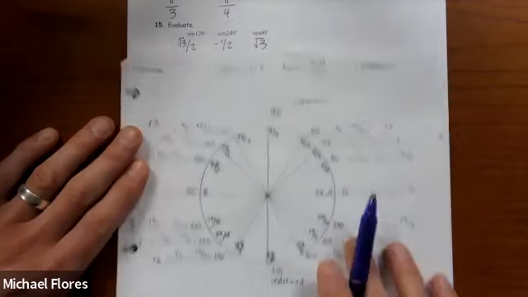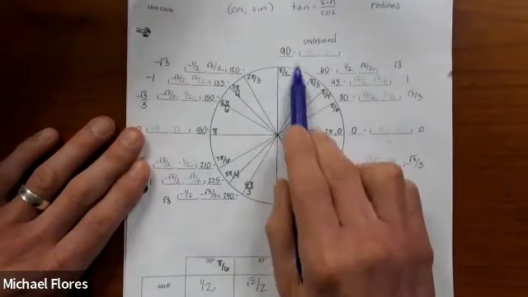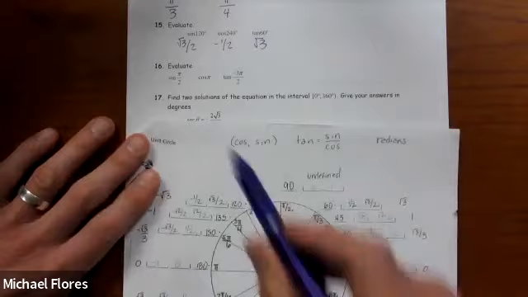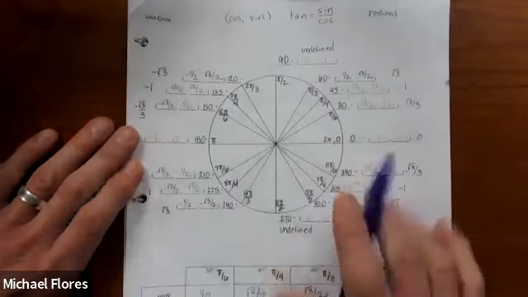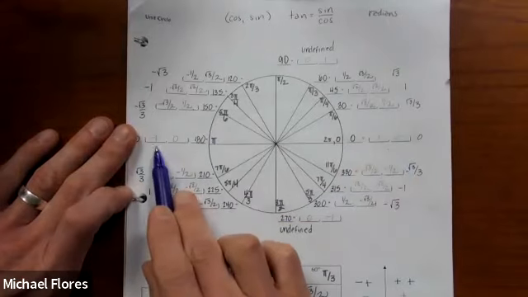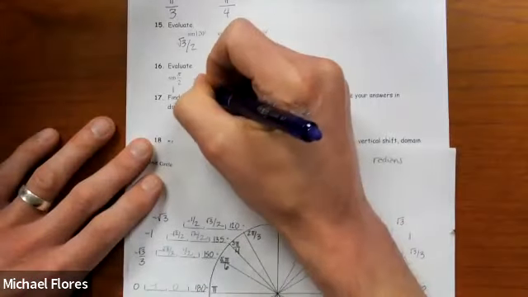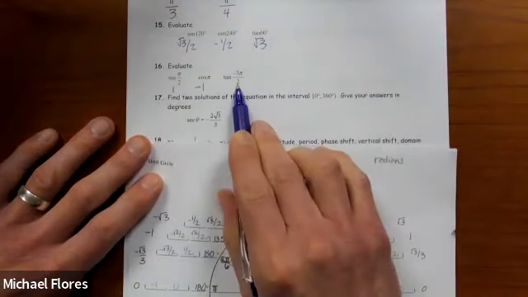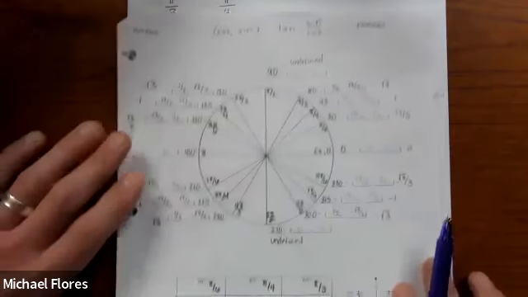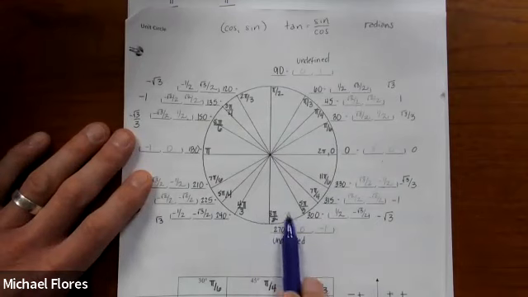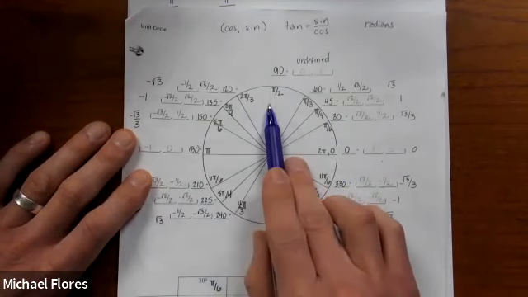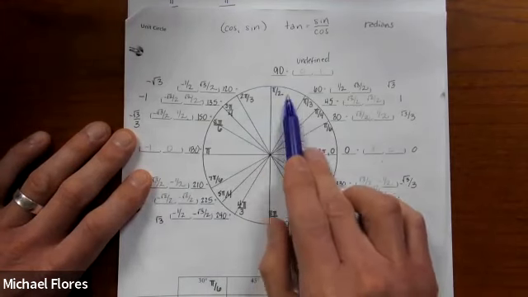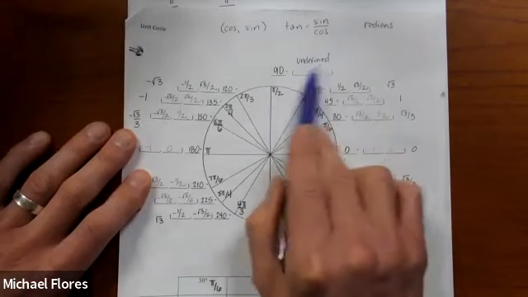Evaluate sine of pi over 2. Here's pi over 2 radians, and that sine value is 1. Cosine of pi. Here's pi. That cosine value is -1. And now tangent of -3 pi over 2. Well, here's 3 pi over 2, regular 3 pi over 2. That is a 270-degree rotation. So we now need to do a negative 270-degree rotation, which would be here. And the tangent value is undefined.